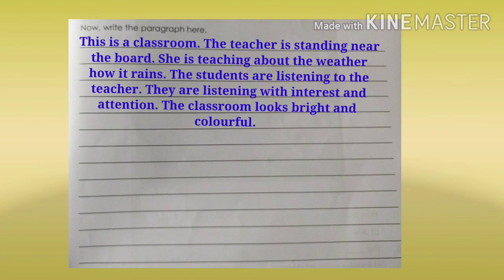Now write the paragraph here. This is a classroom. The teacher is standing near the board. She is teaching about the weather, how it rains. The students are listening to the teacher. They are listening with interest and attention. The classroom looks bright and colorful. Everyone has to complete this paragraph as it is. Now here it is, our module 4 is completed.